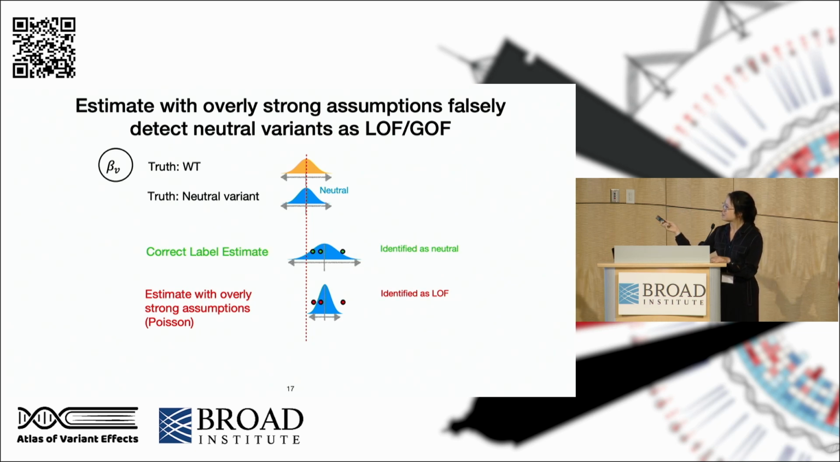To show you why an overly strong assumption like Poisson would be a problem, here we have a neutral variant. We want to identify that this variant is not statistically significantly different from the wild type. A correct effect label will give you a p-value larger than 0.05. But an estimate with an overly strong assumption like Poisson will underestimate your uncertainty or technical variation, attribute it all to biological variation, and the variant would be identified as loss of function. That would be a false discovery, something we don't want.